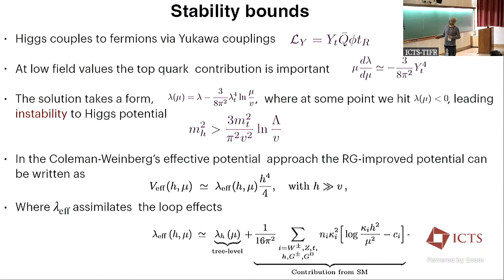This can be analyzed in a Coleman-Weinberg effective potential approach, where you write down the potential as lambda effective, say you are only considering the h direction, so h to the power 4, and the lambda effective has all the quantum corrections. So in the quantum corrections, you have the tree level values. Then you have, this is for the standard model, the top, W, the gauge bosons, and every other particle that can contribute would go here. So studying the lambda effective would give you a measure of the stability of the potential.